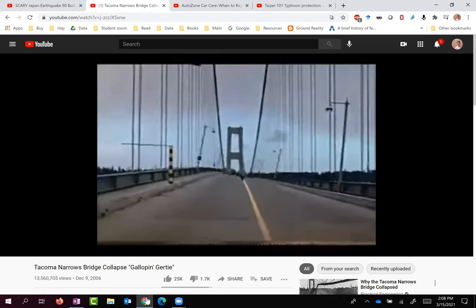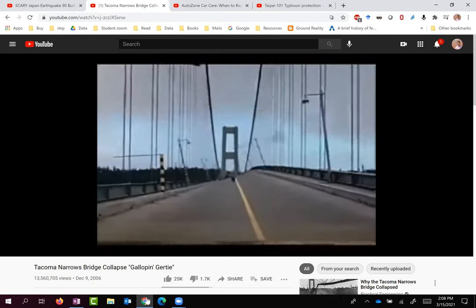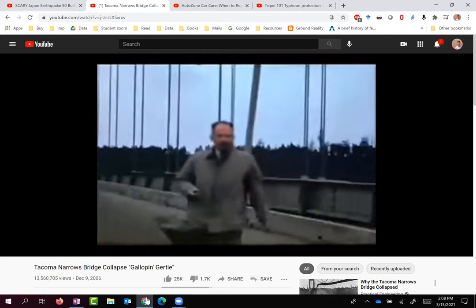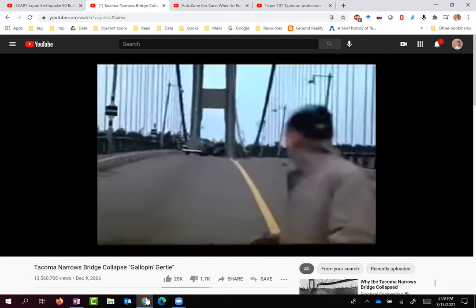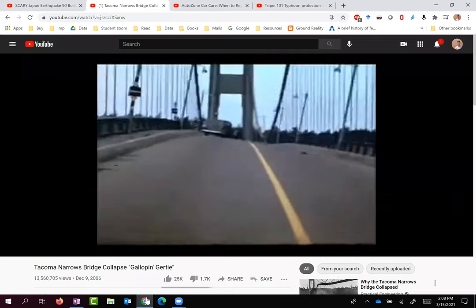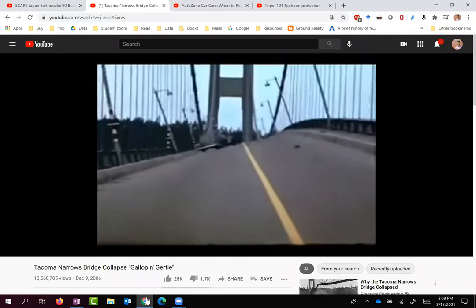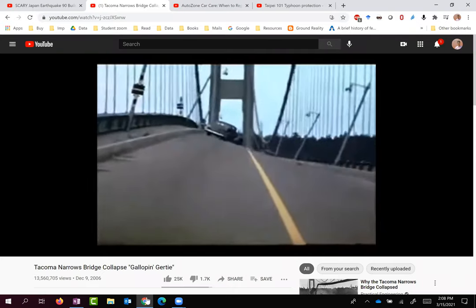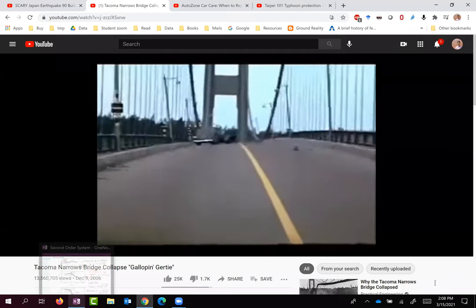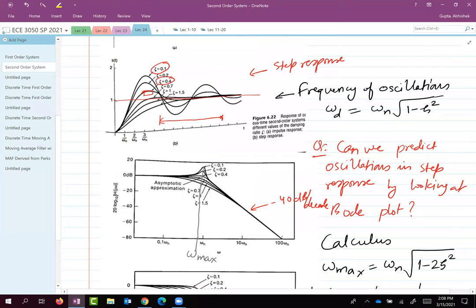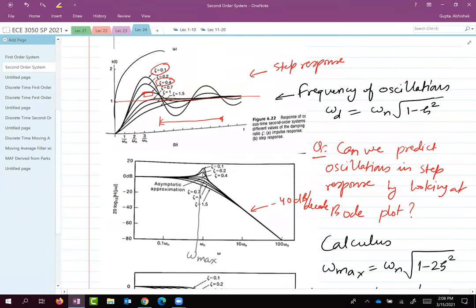The bridge ended up collapsing completely. This is a 1940 video. That's when this bridge collapsed, within 3 months of construction. So these are the cases where your zeta is less than one, and it leads to undesirable behavior.